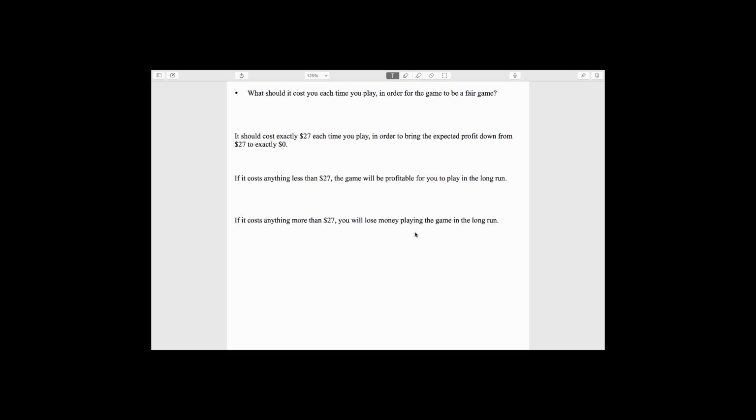So why is this important? We've just figured out that $27 is the only amount the casino can charge you that will make the game a fair game, in the technical sense of that term, so that everyone's breaking even in the long run. If it charges anything other than $27, then someone is making money and someone else is losing money in the long run. So what's the bottom line here? The bottom line is expected value computations enable us to detect whether a financial decision like this one, whether to play this game or not, is a good decision or a bad decision in the long run.